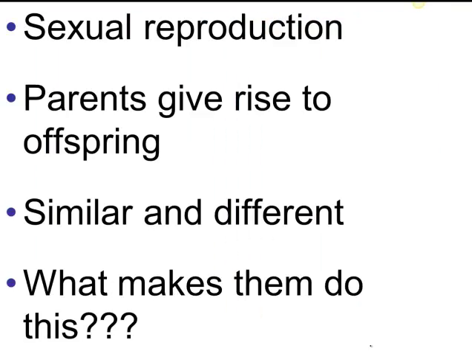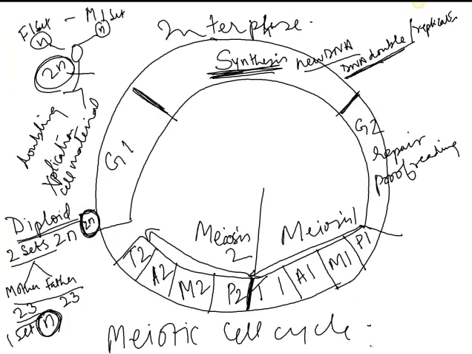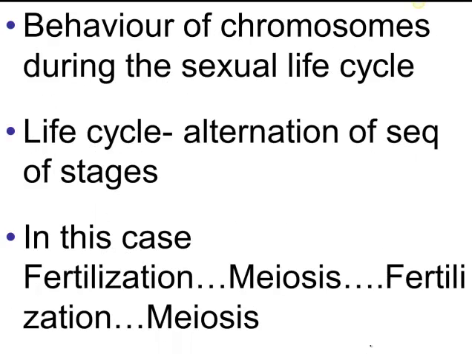Sexual reproduction would mean parents give rise to the offspring. They are similar and different, and what makes them do this? I walked you through it: the behavior of chromosomes during the sexual life cycle is what determines them to be different. The life cycle is the alternation of a sequence of stages. Take my example: I am the product of mama giving the ovum and papa giving the sperm. I got fertilized and I am here.